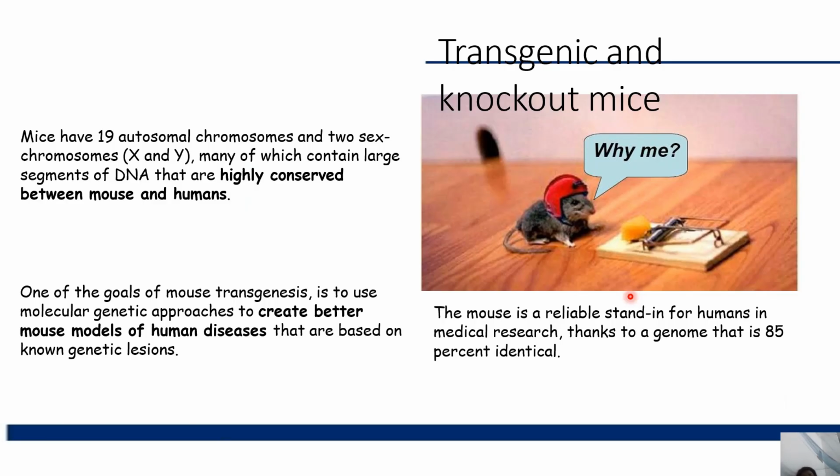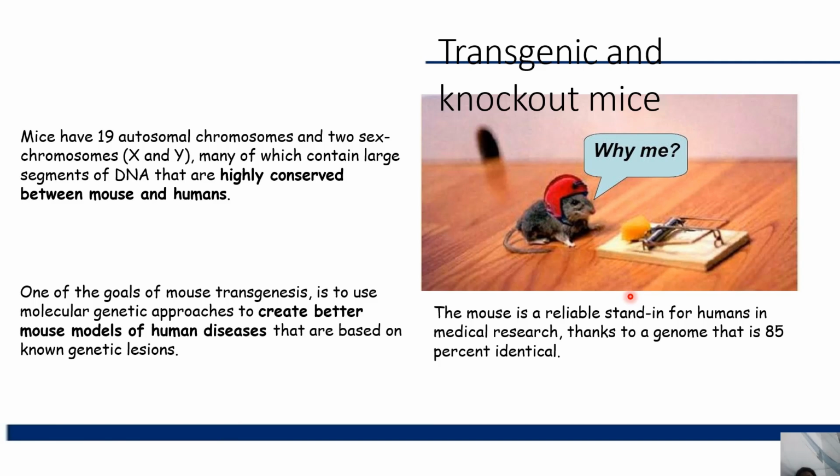Now, mice have 19 autosomal chromosomes and the two sex chromosomes X and Y, many of which contain large segments of DNA that are highly conserved between mouse and humans. Now, one of the goals of mouse transgenesis is to use molecular genetic approaches to create better mouse models of human diseases that are based on known genetic lesions.